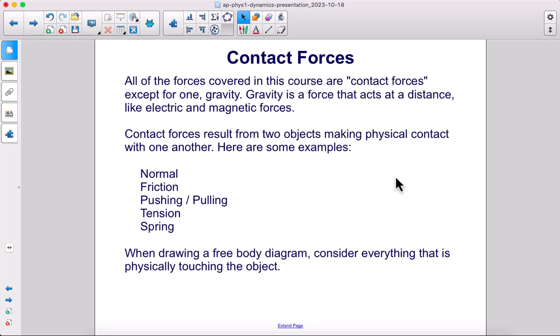All of the forces covered in this course are contact forces, except for one, gravity. Gravity is a force that acts at a distance, like electric and magnetic forces. Contact forces result from two objects making physical contact with one another. Here are some examples: normal force, friction, pushing, pulling, tension, or spring. When drawing a free body diagram, consider everything that is physically touching the object.